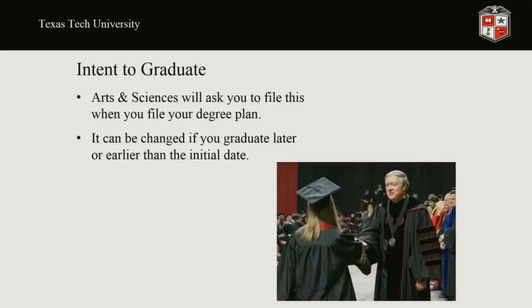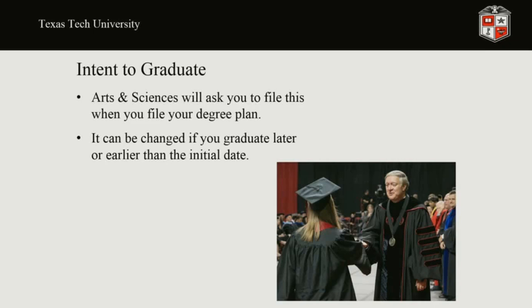You'll file an intent to graduate when you file your degree plan, and we're going to talk about that in more detail in just a minute. Your intent to graduate needs to be filed a minimum of a year before you're going to graduate. That is the form that Arts and Sciences has.